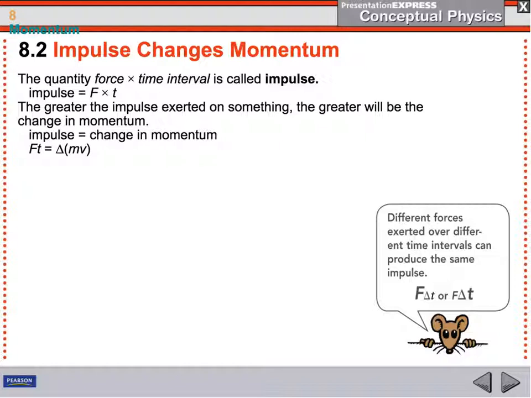The quantity force times the time interval is called impulse. That's what we're looking at. So impulse is force times time. The greater the impulse exerted on something, the greater will be the change in momentum. So don't just say impulse equals momentum. You have to say impulse equals change in momentum, because that's what it's doing. You're applying a force and you're changing the momentum. It's just not equal to momentum.